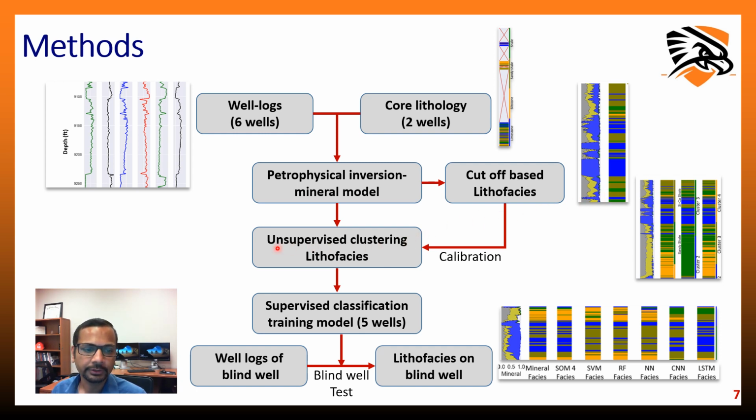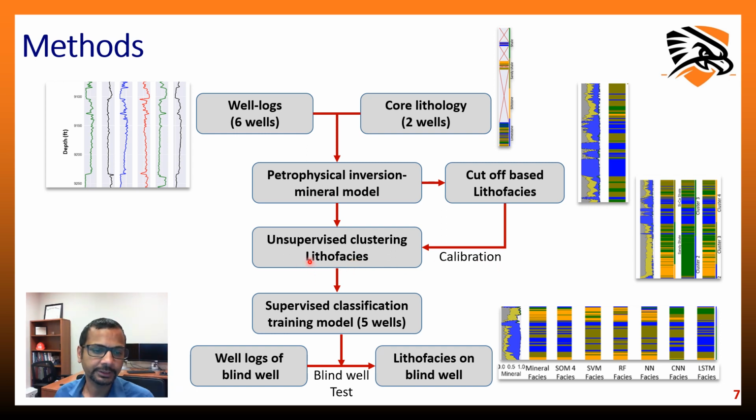So we actually apply unsupervised clustering on the multi-mineral model to obtain more natural clusters. And then these clusters are calibrated to obtain the lithofacies. So this unsupervised lithofacies will be used as a target for the supervised classification training, and this training is done with the different methods mentioned here, and the training is done only on the 5 wells.